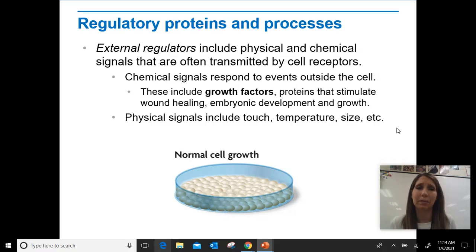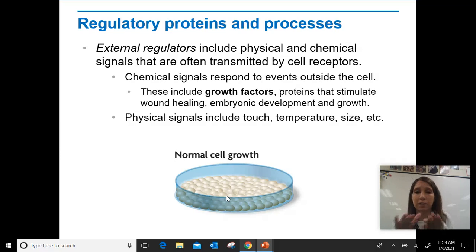The second type of external regulator is a physical signal, and these are more of those things that we would be able to identify using our senses. So if we think of the cell as like our human body, as if we have senses within a cell, they can sense what's around them based on touch, based on temperature, based on their general size. And so we know that for normal cells, and you can see here in this image at the bottom, this is what happens with eukaryotic cells that are grown in a petri dish in a lab under normal conditions.